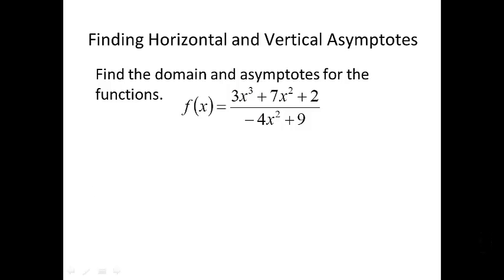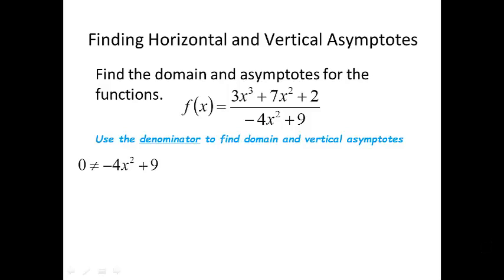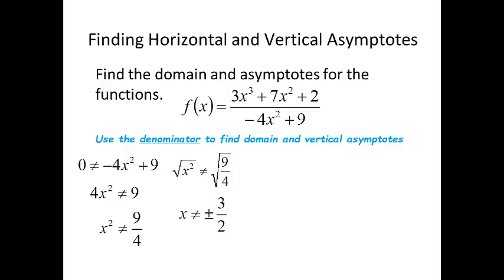All right. Find the domain and the asymptotes. So the domain, well, I'm going to have to find the asymptotes first. I'm going to find the vertical asymptotes, and we're going to use the denominator to find the domain and the vertical asymptotes. Make that not equal to 0. Take the denominator, make sure that I don't divide by 0. Solve that. Add the 4x squared to both sides, divide by 4, take the square root, and that will be plus or minus 3 over 2. You're going to have two vertical asymptotes.